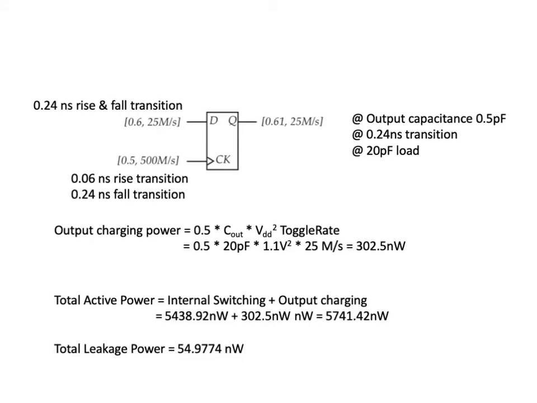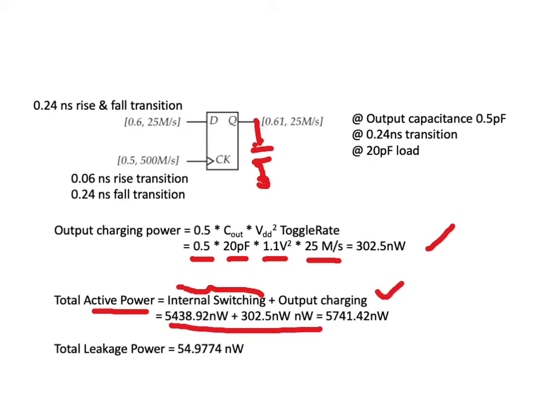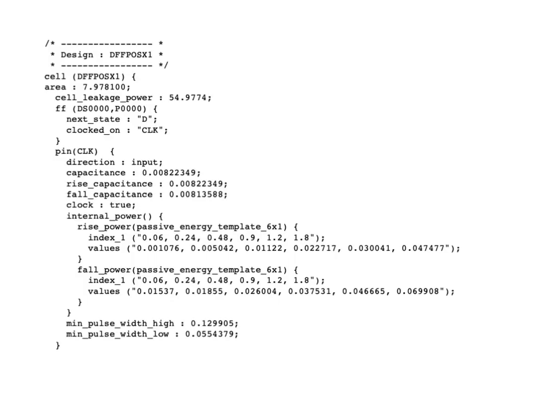The output charging power, that is the energy consumed and the power delivered to charge the output load capacitance here, is also half C VDD squared times the toggle rate. We get this value, and the total active power is the sum of the internal dynamic power, that is power associated with short circuit current, and the output charging power, given as follows. I think this unit is also in microwatts. And the total leakage power can simply be looked up from the D flip-flop Liberty file. So let's take a look at the D flip-flop Liberty file.